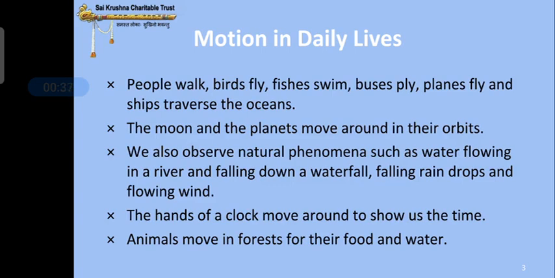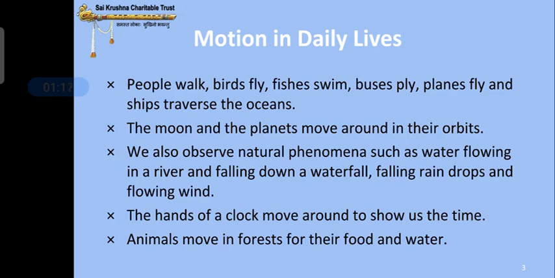Okay, so in that people walk, birds fly, fishes swim, buses ply, planes fly and ships traverse the oceans. So these are a few real-time examples that we see in our daily lives, right? And when it comes to the moon and planets, the moon and the planets move around in their orbits. We all know about it, right? And we also observe natural phenomena such as water flowing in a river and falling down a waterfall, and falling raindrops and flowing wind. So these are a few natural phenomena that occur, right?